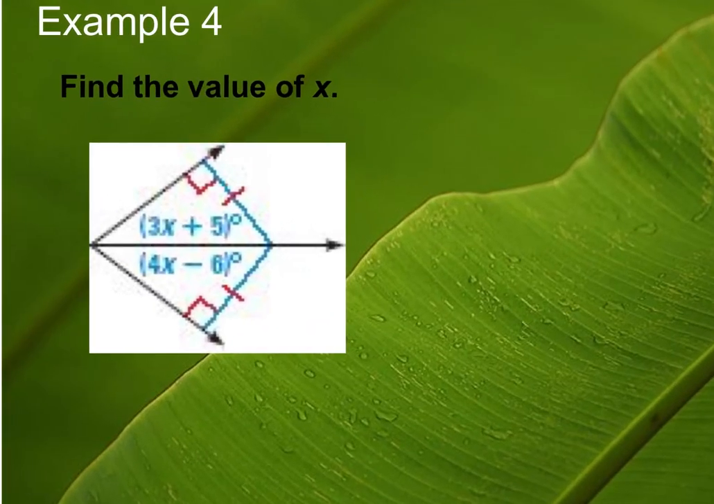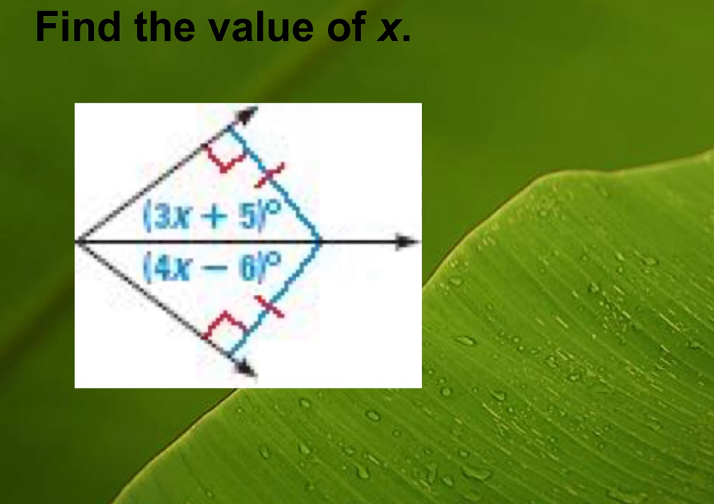Find the value of x, okay? Right off the bat, are we looking for the angle or for the side? Angle. Okay, those have little degree marks, right? So guess what we're going to be using? Converse. This is going to be an example of the converse. Angle bisector.